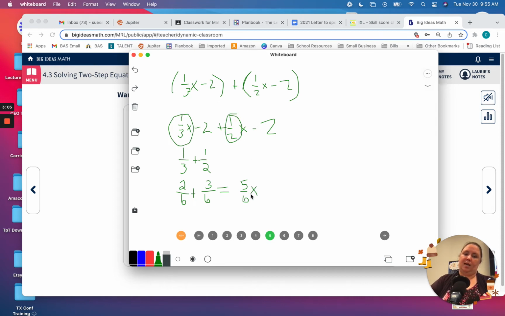Make sure you write the x. Okay, now I have minus 2, minus 2. So if I'm combining those, what do I get? -4. Yes, it goes further negative, so minus 4. So this would be your final answer. Make sense? All right, now try and do the second one.